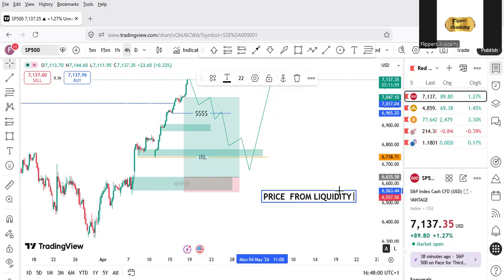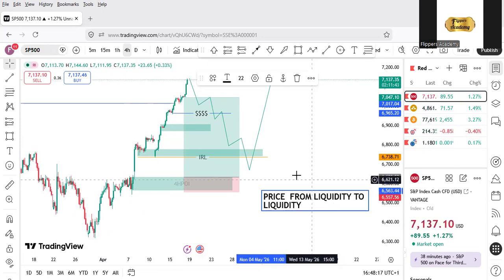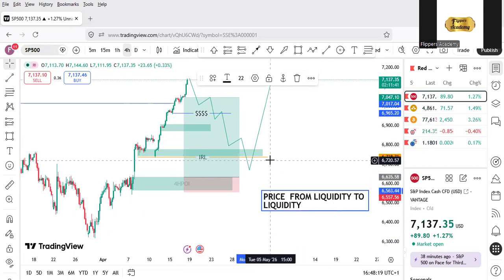Price moves from liquidity to liquidity. Just pay attention to this. Anywhere where people's stop losses are, that's where price likes to go. It moves from one people's stop loss to another people's stop loss. That's why anywhere liquidity is, don't buy, because price will surely come back there and sweep out that liquidity. It moves from one people's stop loss to another people's stop loss.